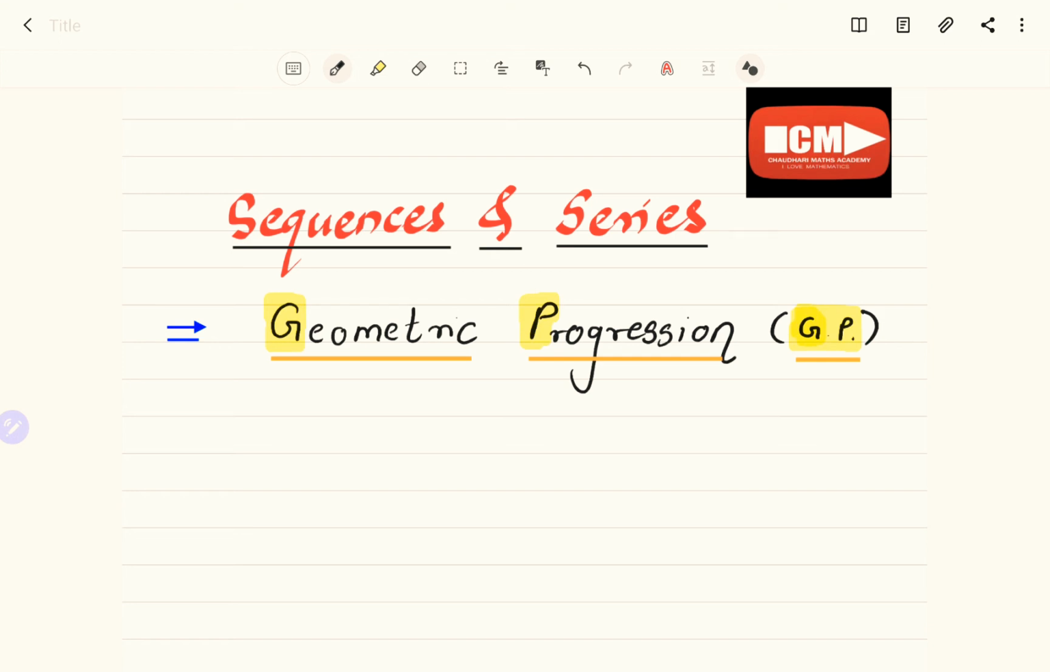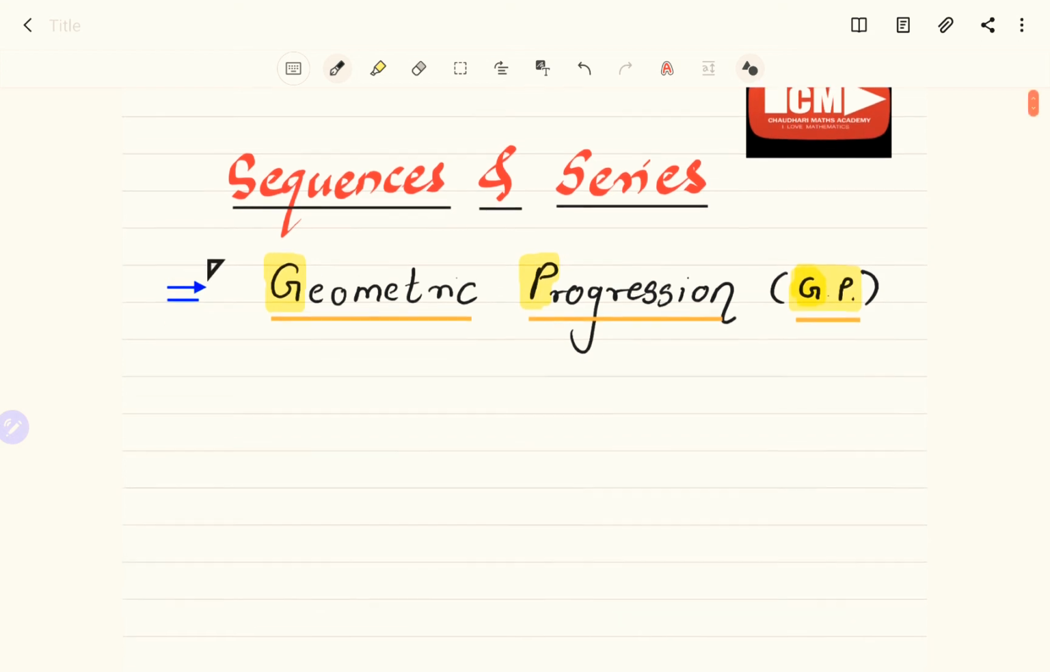So if you remember, in my previous video we already discussed what exactly a sequence is, the meaning of series, and the meaning of progression. Then we also discussed three types of progressions, that is AP, GP and HP, and how to identify AP, GP and HP in a sequence. In video number 2 we revised arithmetic progression. Now it's time to revise geometric progression.